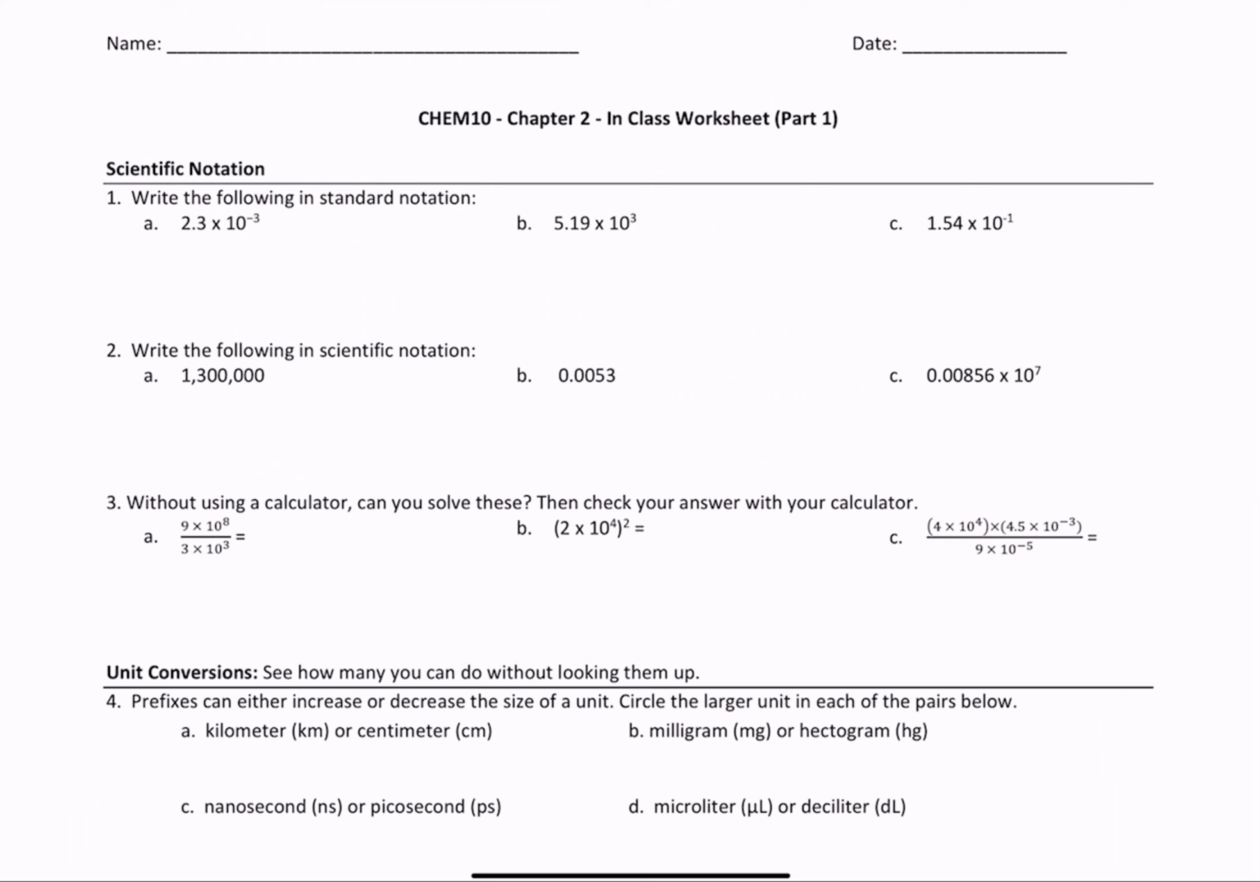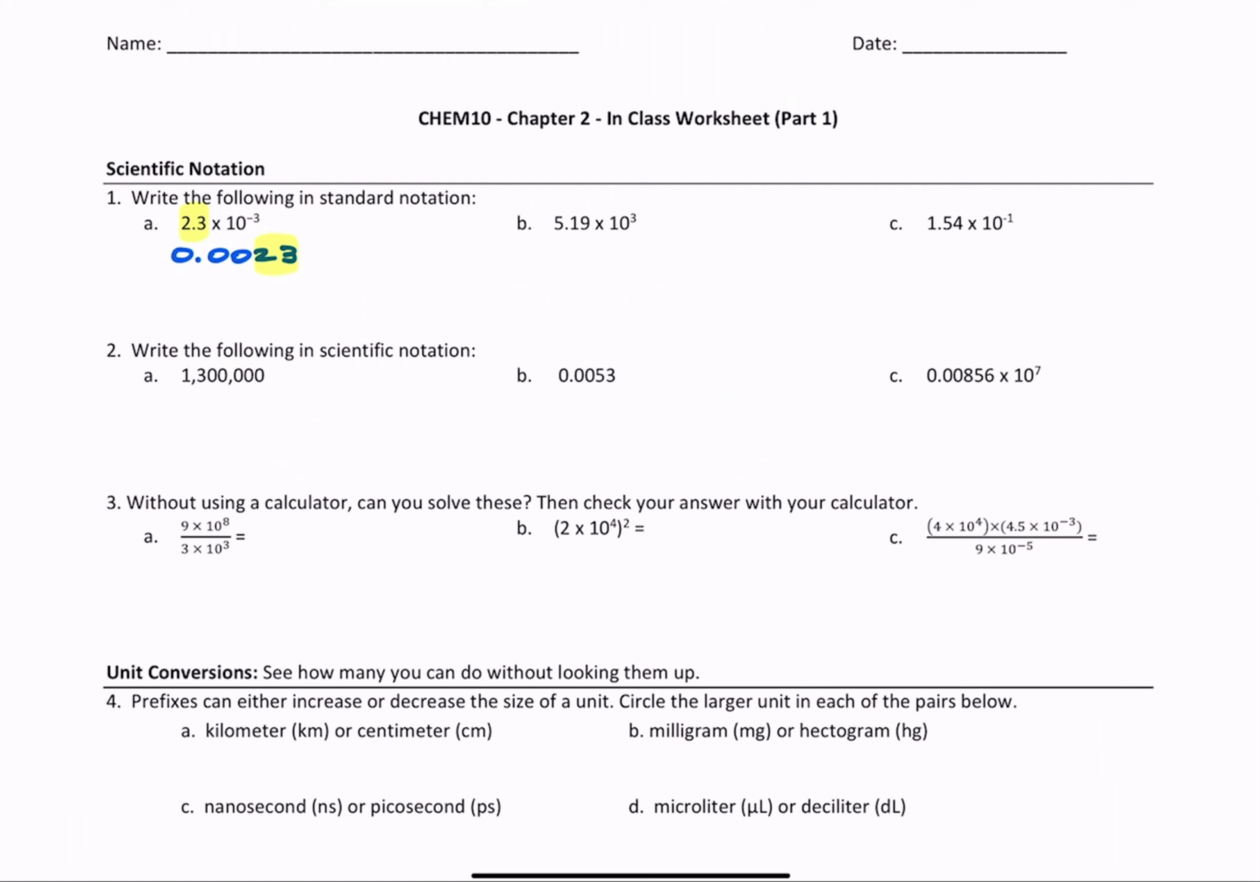So 2.3 times 10 to the negative 3. The answer will be 0.0023. I have two sig figs here, so I have the two sig figs right there. Remember that the leading zeros do not count as sig figs.